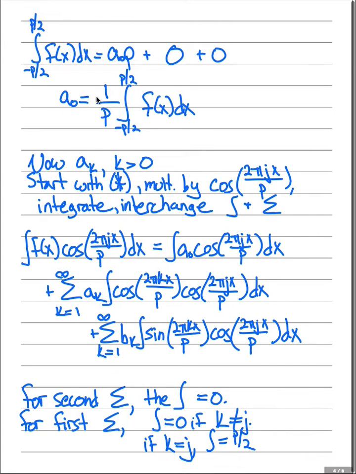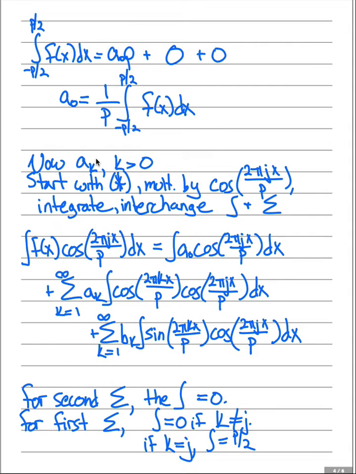Solving for a naught, you find it's equal to 1 over p times the integral of f of x across our interval. Okay, so that's a recipe, right? If you tell me your interval, and if you tell me f of x, I can now tell you what a naught is. Now we have to worry about the ak in the series, where k is bigger than 0. It goes from 1 to infinity. So these are the coefficients of the cosine terms.